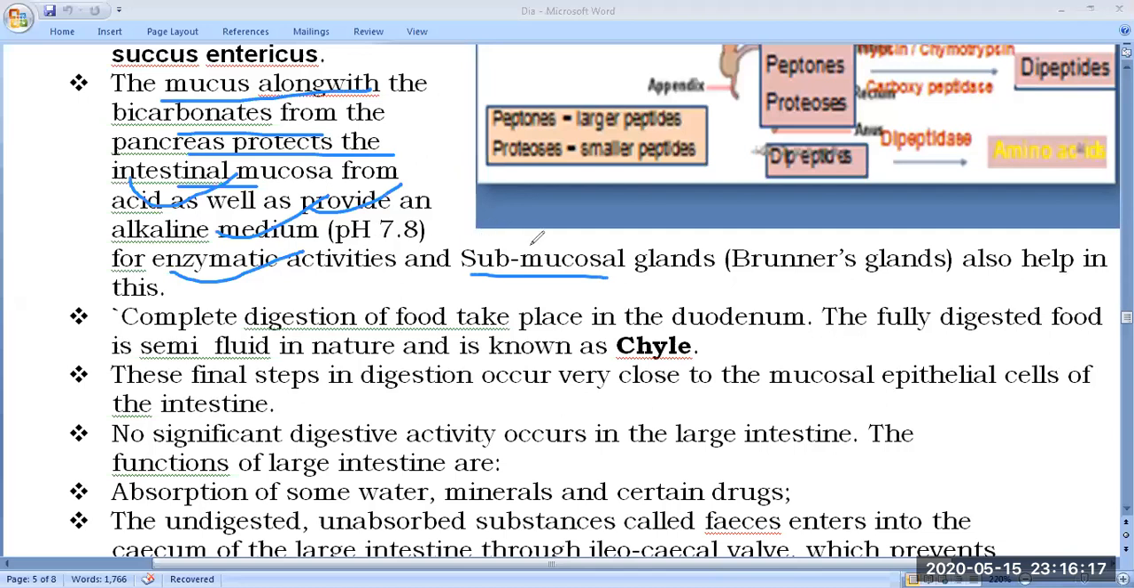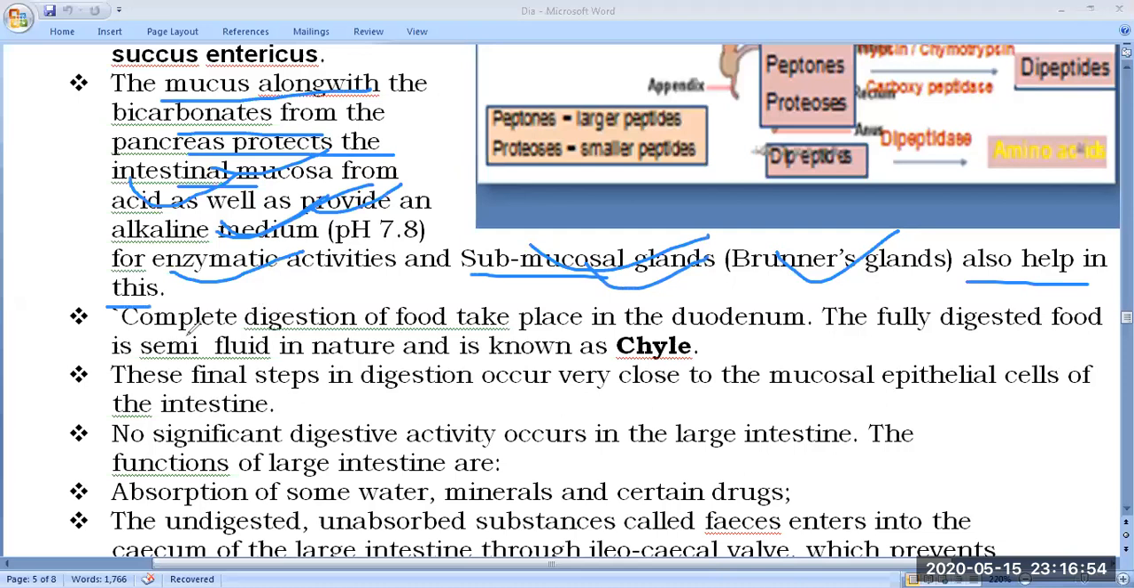Okay, and the submucosal glands, that is the Brunner glands. I had already told you about the Brunner glands. They also have a special type of cell known as the Paneth cell, which is involved in the secretion of antibacterial enzymes like lysozyme. Clear? So the Brunner glands are the submucosal glands, and the intestinal mucosa secretes mucus, and this mucus provides the alkaline medium, which is also essential for enzymatic activity.